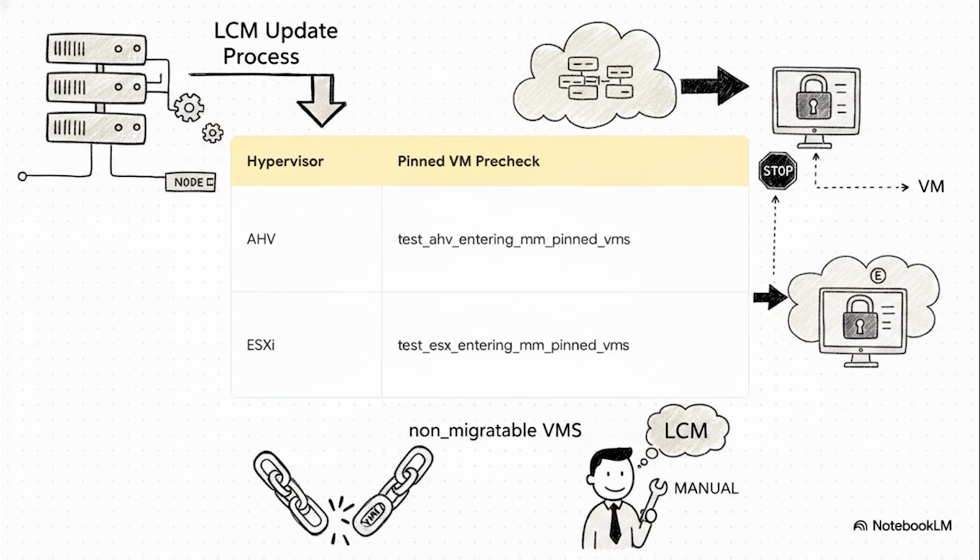Let's hit a second concrete example, this time looking at those strict pre-checks we were just emphasizing. If you have non-migratable or pinned virtual machines, VMs, LCM cannot perform an update because it simply can't evacuate the node to put it into maintenance mode. So if your cluster runs AHV, the Acropolis hypervisor, LCM triggers a specific pre-check called test AHV entering pinned VMs. If you're on ESXi or Elastic Sky X integrated, it runs the corresponding ESXi test. If these pre-checks detect a pinned VM, the entire process completely stops, and the system literally lists the offending VMs right there in the UI so you can manually power them off or move them before trying again.